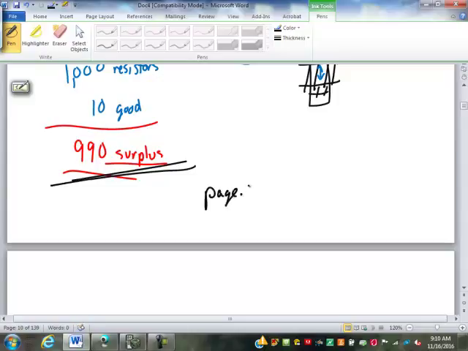In your textbook, page 203, there's exercise 4-8, 1 through 29, the odds.